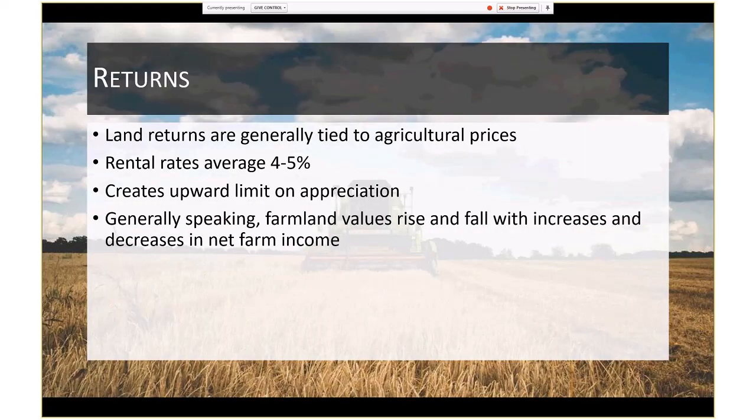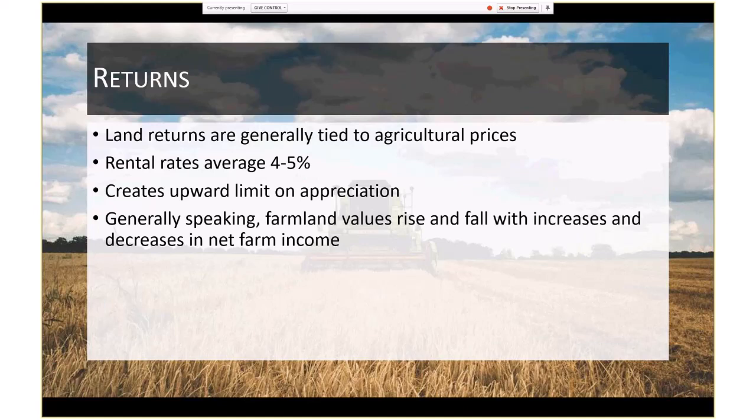Now, the flip side of that is returns. I mentioned, I talked about this. Land returns are generally tied to agricultural prices. So the best way to think about that is land returns, or what you can charge for rent rates, are tied to net farm income. So as net farm income goes up, the ability to increase the rental rate goes up, which then results in an increase in the underlying land value.